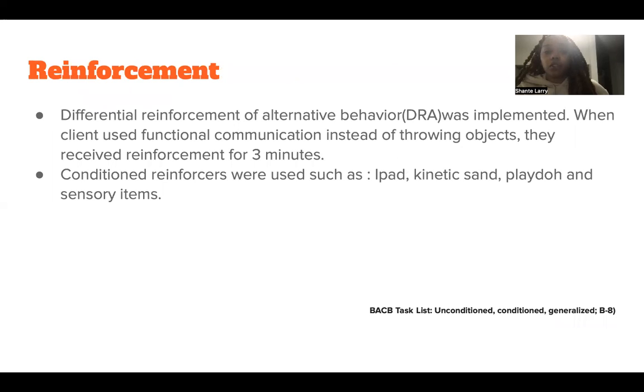Reinforcement. This client wasn't reinforced by a lot, so we did have to provide them with a bunch of different things that they might like to engage with. Those would be our conditioned reinforcers, such as the iPad, which is the highly preferred item for this client, and then kinetic sand, Play-Doh, and a bunch of little sensory items.